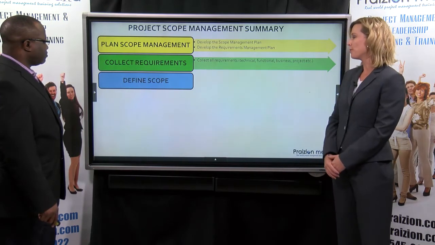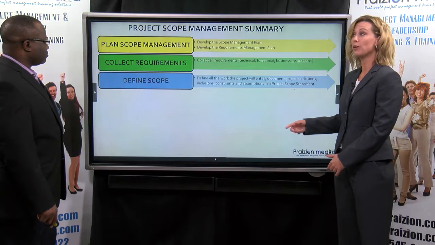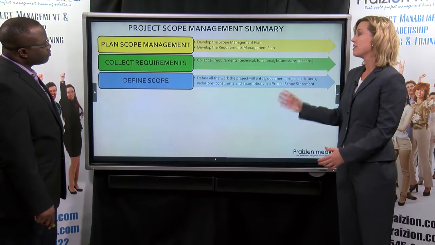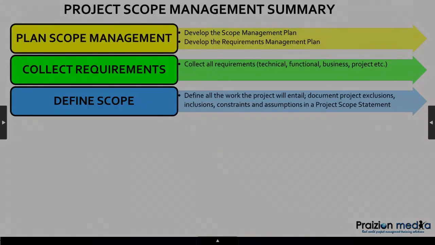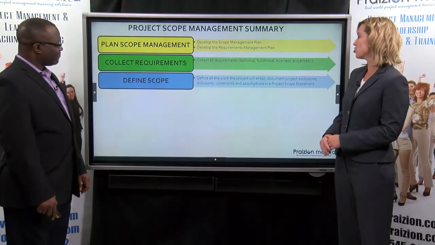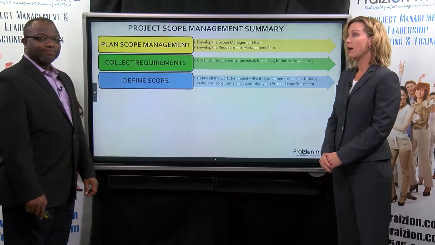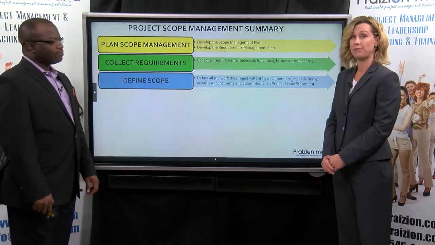Define Scope is the process where we end up with a scope statement. This identifies all the work that your project will entail, and things that will be excluded from your project so you don't have scope creep, hopefully. Also, constraints and assumptions are identified and analyzed here in Define Scope.